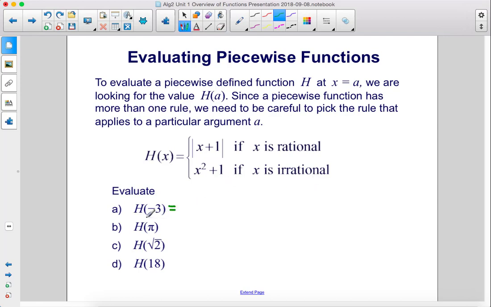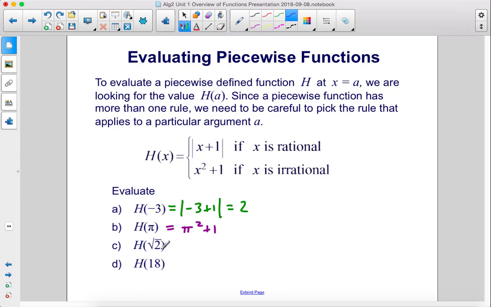h of -3. That means x is rational. -3 is a rational number. Therefore, we have absolute value of -3 plus 1. -3 plus 1 is -2. Absolute value makes that 2. h of pi. Pi is irrational. So we have pi squared plus 1.